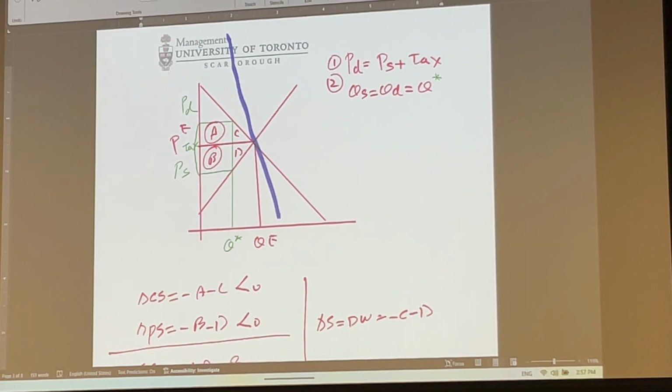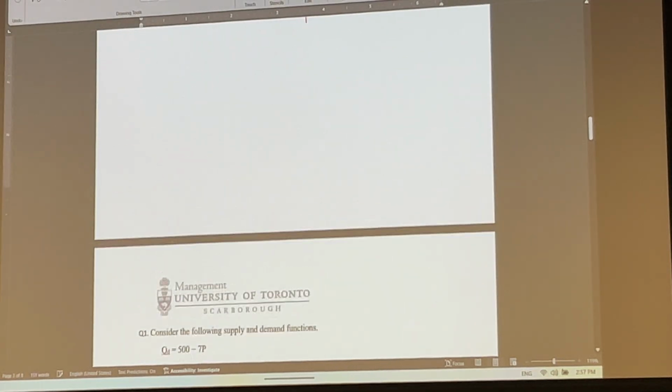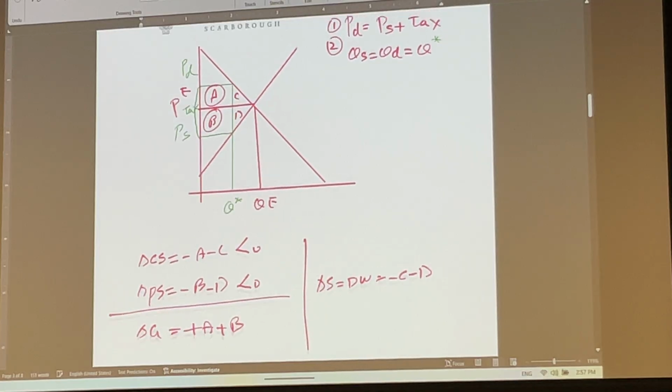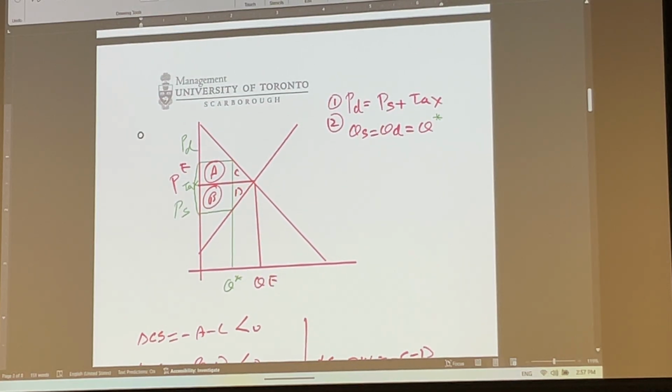That is the tax. The subsidy, let me use the same one. Let's see what happens when you have a subsidy. A subsidy looks like a negative tax. This will be minus.